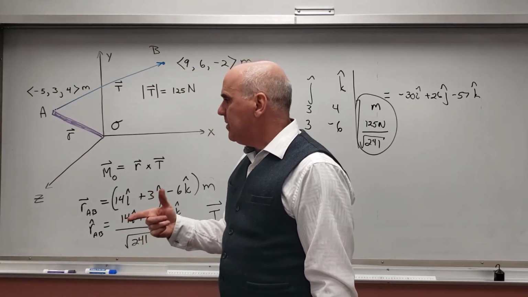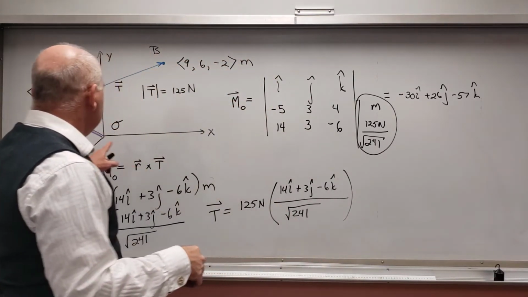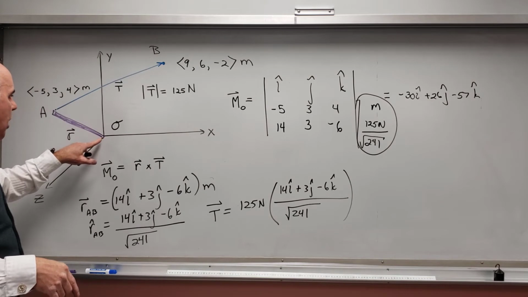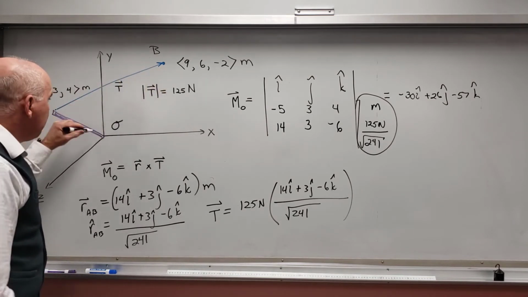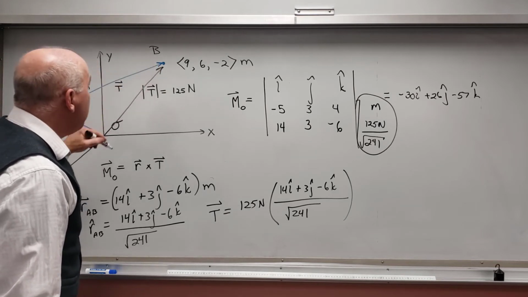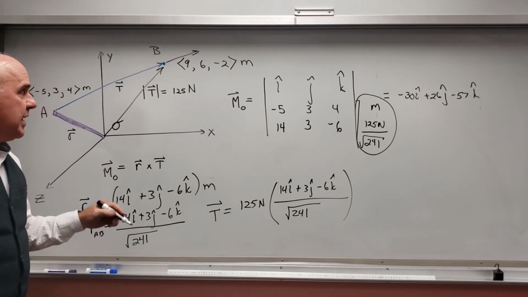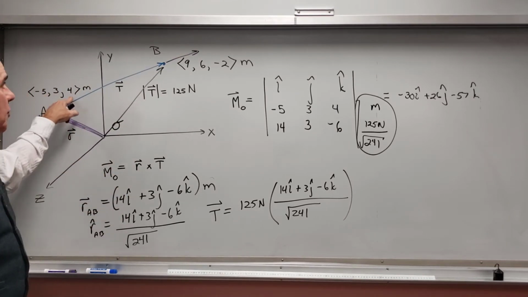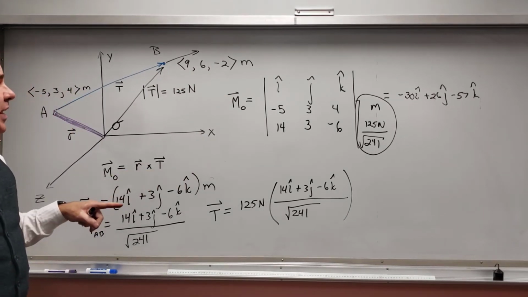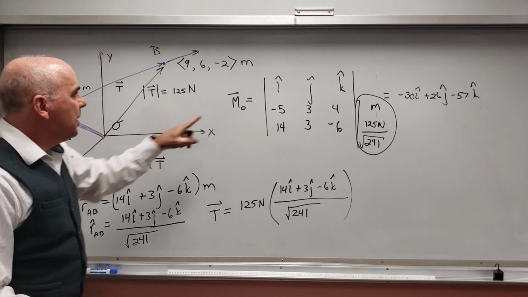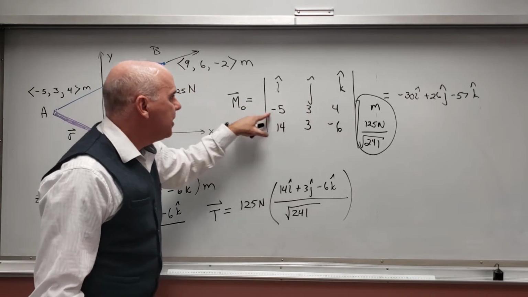So what happens if I take the cross product of R, but not R at A, I want to choose R up here at B. So I'm going to make my R vector there. The tension is in the same direction, it's going to continue out this way. But instead of using negative 5, 3, and 4, I'm going to use 9, 6, and negative 2. All right, so let's see what happens if I do that. The moment vector is going to be the same, except this R is going to be different.